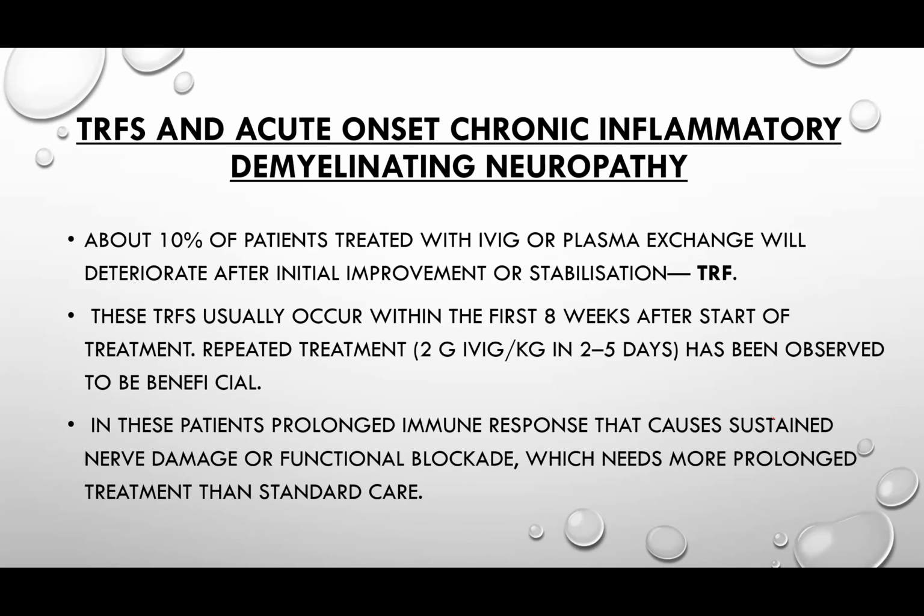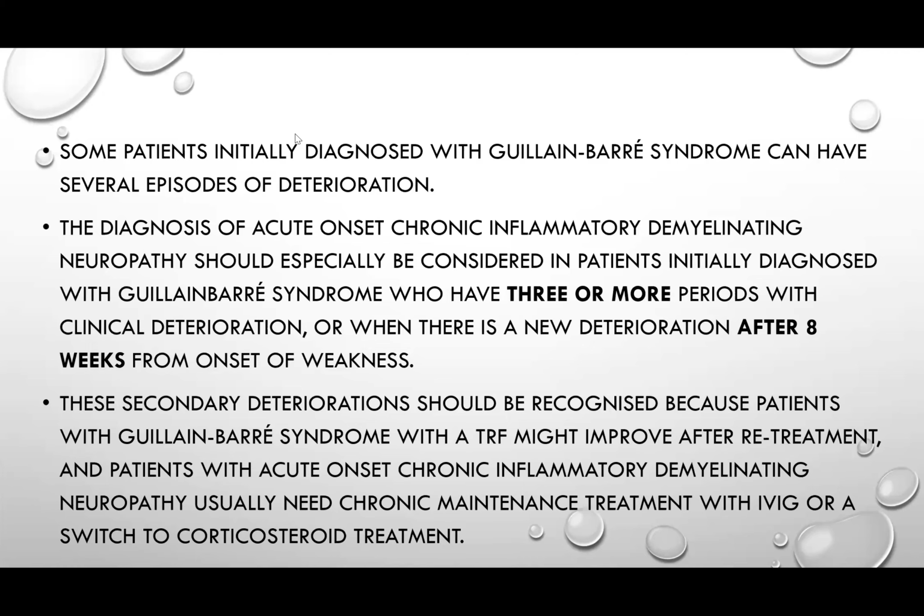This will prevent unnecessary complications with the relatives. Otherwise they may say, oh, you have given a very expensive treatment, but the disease has now become worse. They should not think that you have done any damage willfully. The nature of the treatment is that 10% of the people will have a TRF, and the TRF requires retreatment. Some patients initially diagnosed with GBS can have several episodes of deterioration further. The diagnosis of acute onset chronic inflammatory neuropathy should especially be considered in patients initially diagnosed with GBS who have 3 or more periods with clinical deterioration, or when there is new deterioration after 8 weeks from onset of weakness.